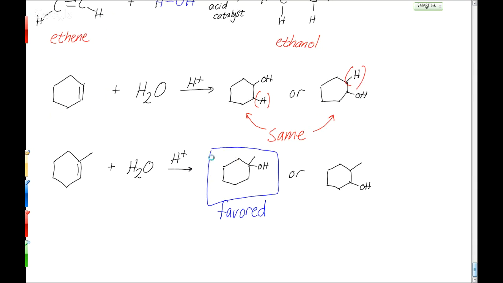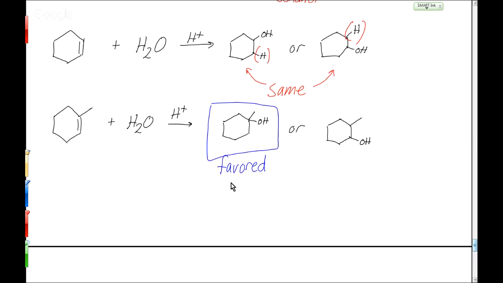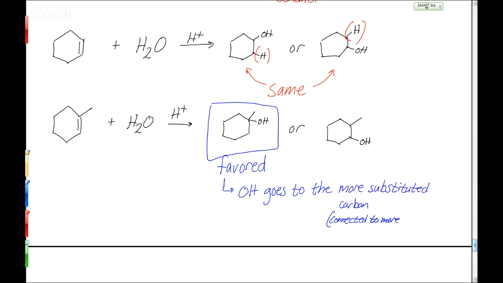So in general, with this reaction, the OH goes to what we call the more substituted carbon, which means that carbon is connected to more other carbons.